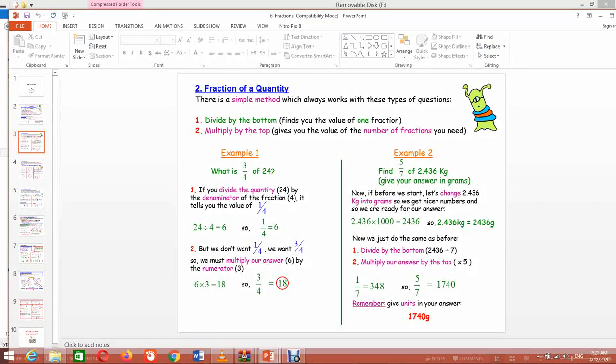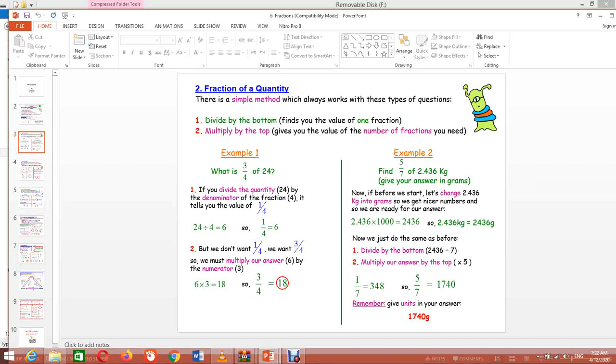2. But we don't want the 1 over 4. We want 3 over 4. Since we want 3 over 4, we have to multiply our answer 6 by the numerator 3. Therefore, 6 multiplied by 3 is equal to 18. So you could see that 3 over 4 has given us an answer of 18. Example 2. Find 5 over 7 of 2.436 kilogram.